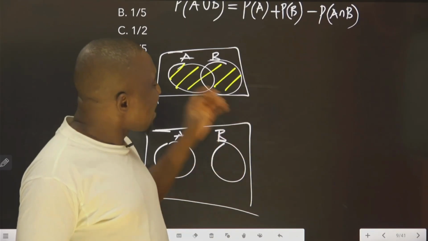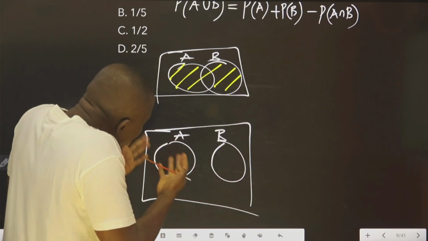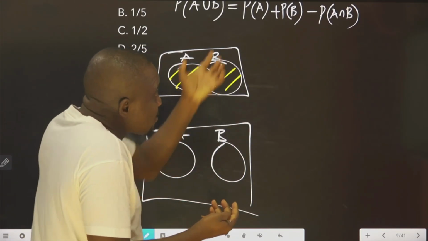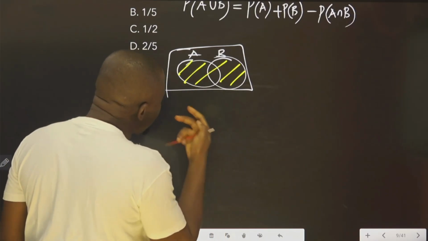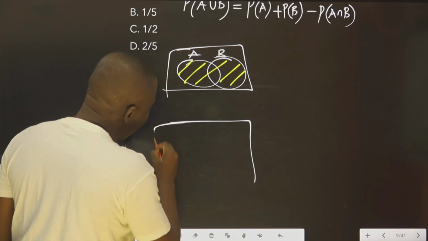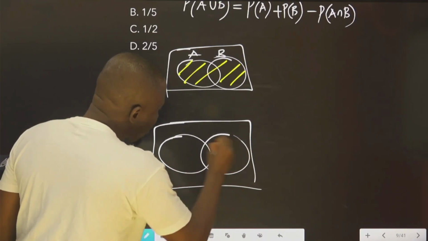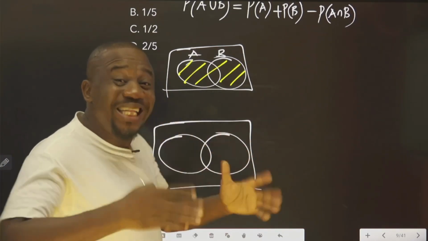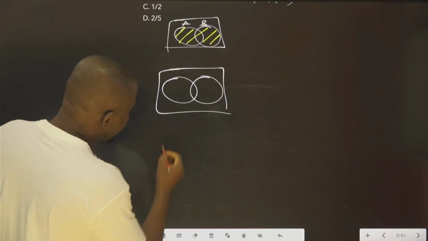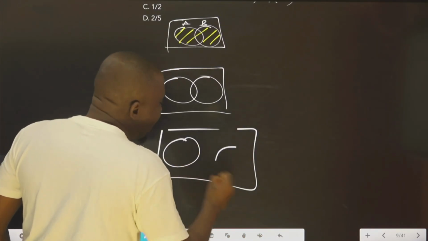But mathematically, we can't just represent it like this. We need to express it in this way. So what we are now saying is that if actually they are not dependent, it means therefore I have to remove this intersect, because there is no intersection. Remember what I drew? There was no intersection.